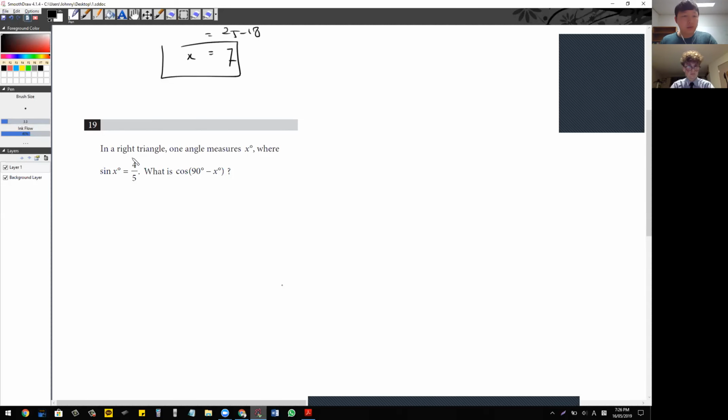In a right triangle, one angle measure is x, where sine of x is 4 over 5. What is the cosine of 90 minus x? This is very simple. This is known as the complementary relationship, and it's very famous in trigonometry. Let's use a calculator to explore this.